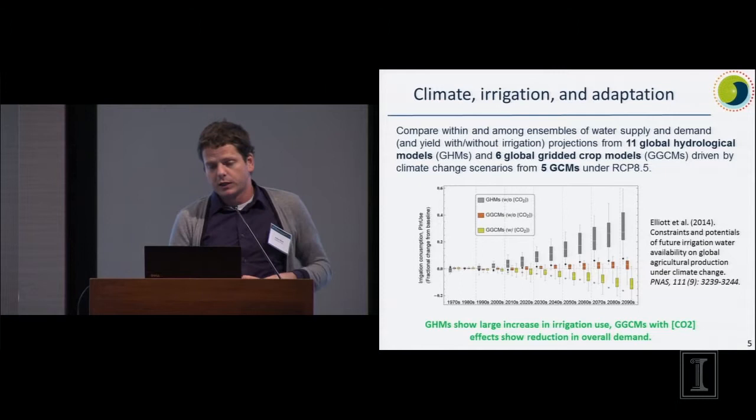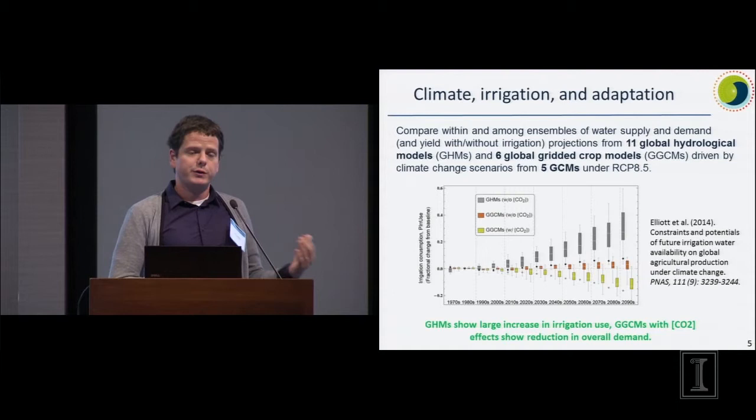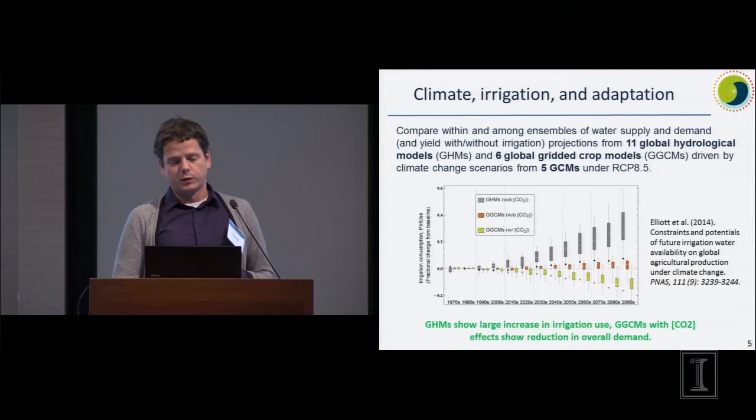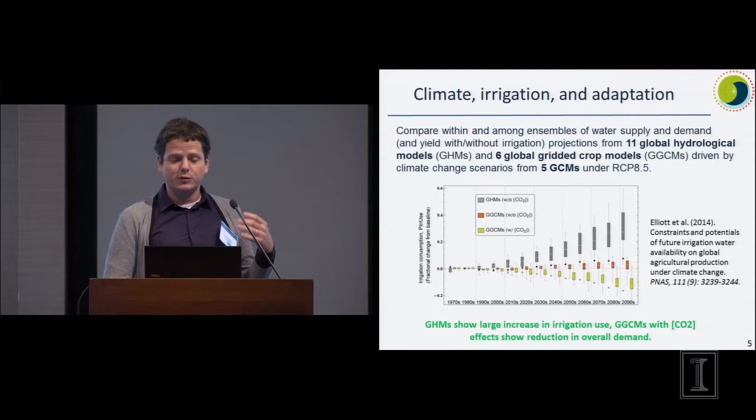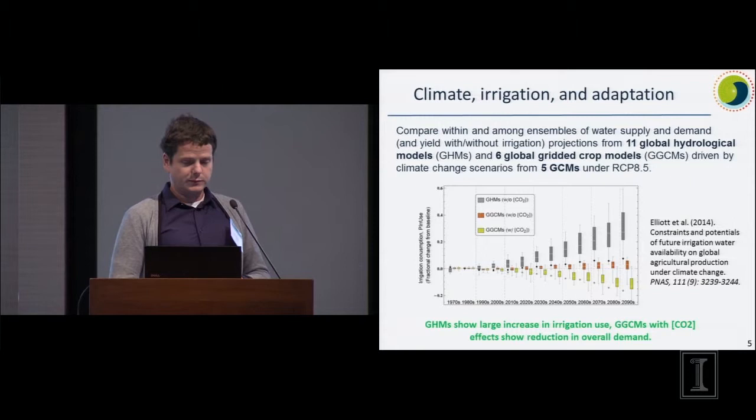So the next work we did was to take the opportunity of having this consistent ensemble of 11 different global hydrological models and 6 different global crop models to try and see if we could compare anywhere between these sectors. The one variable in the entire project that we could find that was actually produced across these very, very different types of models was in fact irrigation demand and consumption. Of course, irrigation demand is crucial to getting the global hydrological cycle right, and it's also crucial to understanding the future impacts of climate on agriculture.